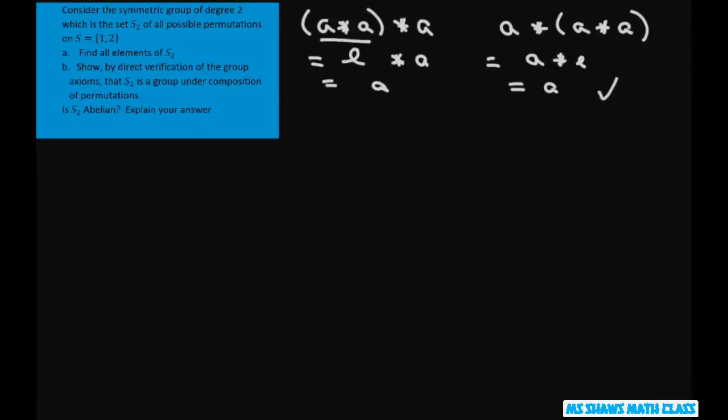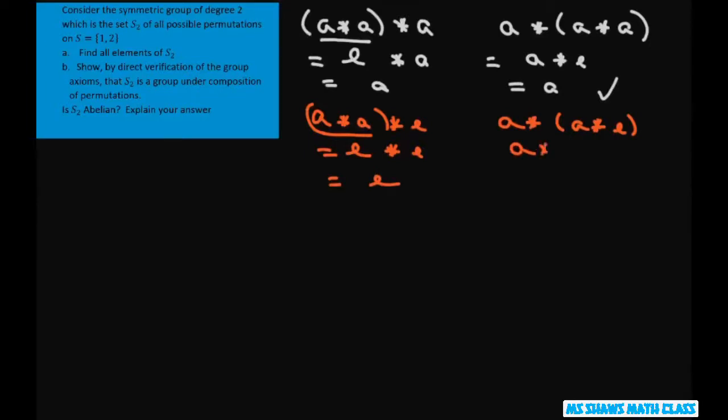The next one we have to do, A star A star E, and that's going to go with A star A star E here. So we have A star A is E, E star E is E. And here we have A star, this is A, and A star A is E. So this one checks.